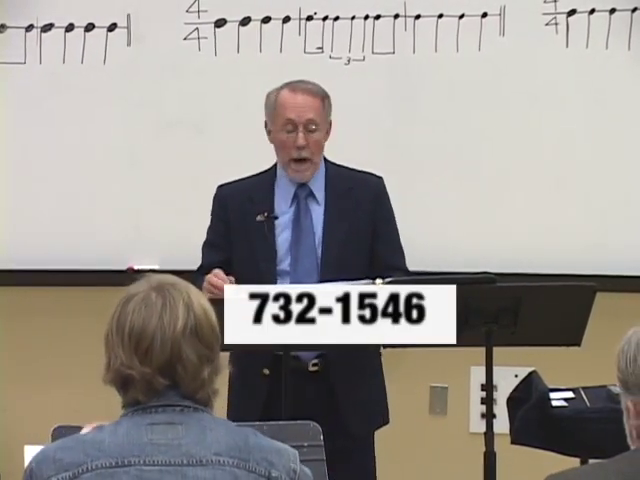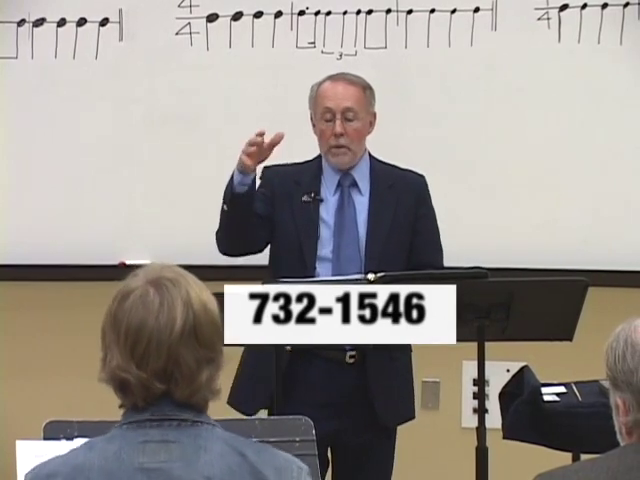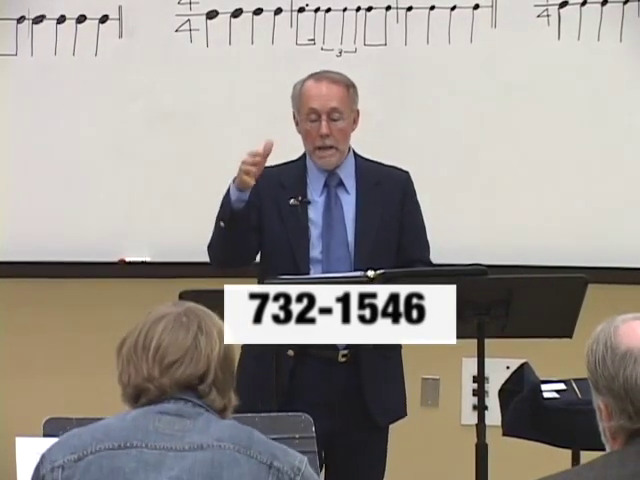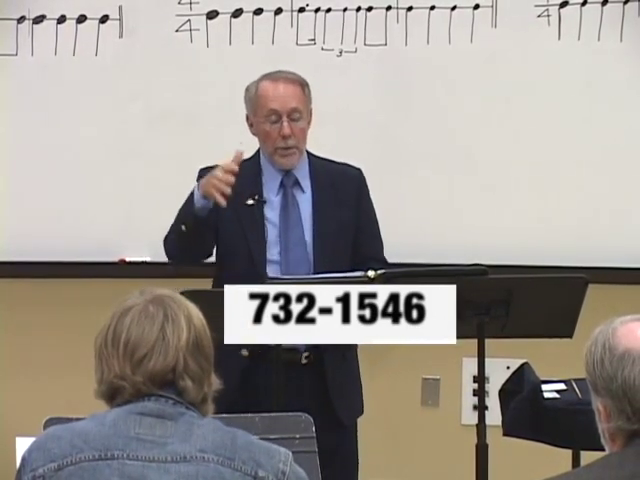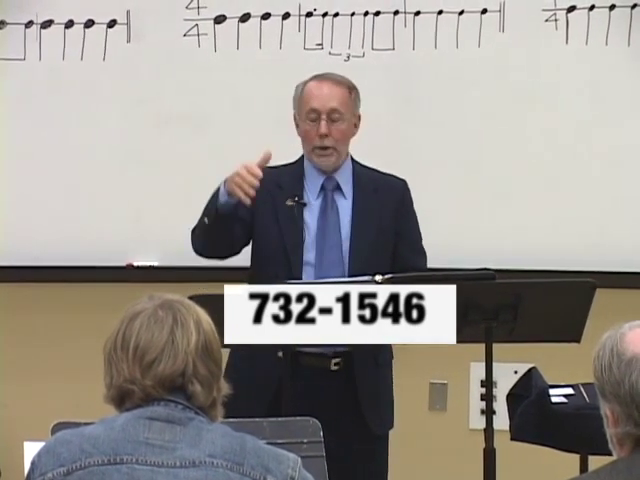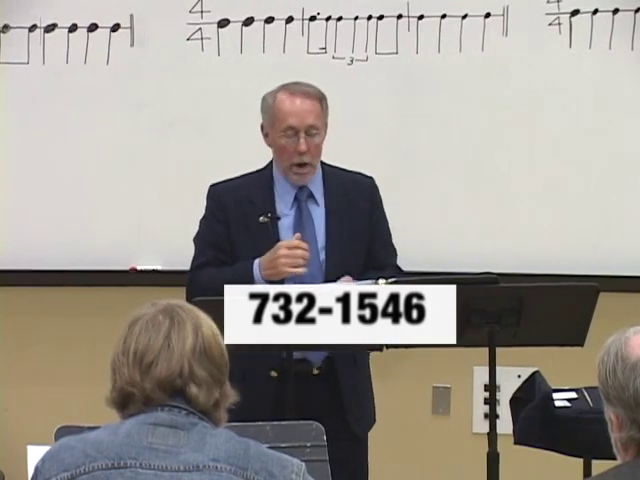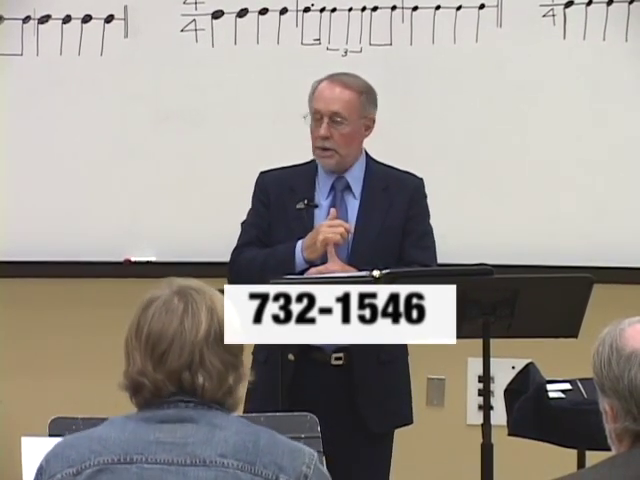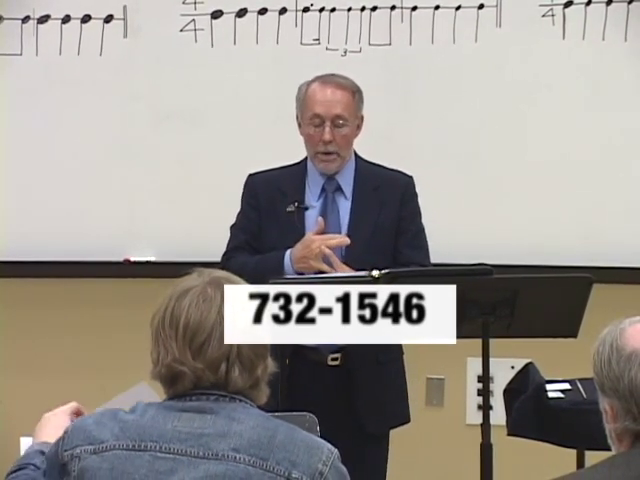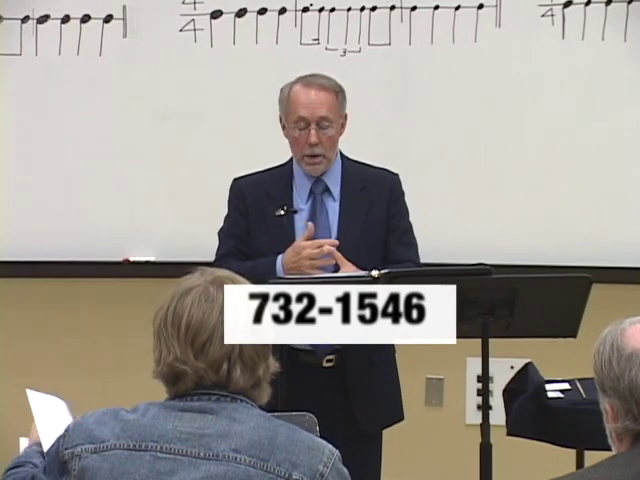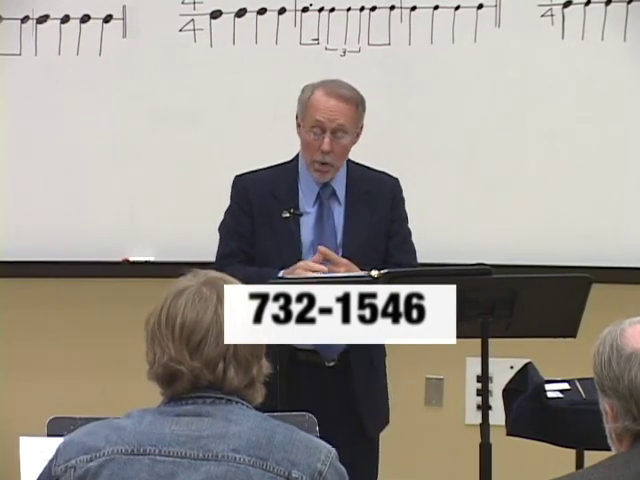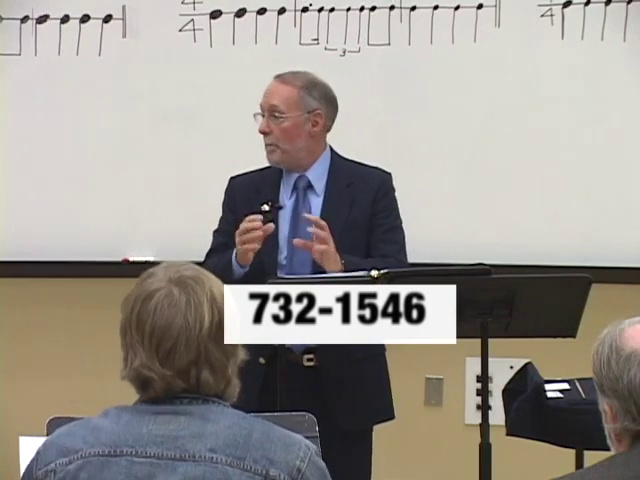The phone number is 732-1546. So that would be 1, 2, 3, 4, 5, 6, 7, 2, no let, 3, and 4, 5, 2, 3, 4, 5, 6, D, and a, 7, no let, and no let. Right? You see? Because the first count would be seven sixteenths, the second count would be an eighth note triplet, the third would be the two eighth notes, the fourth count would be the quarter, and so on. So you've assigned a mathematical value.